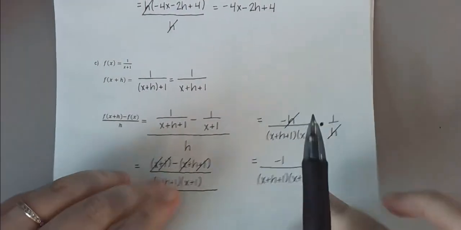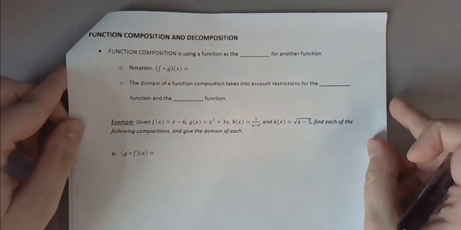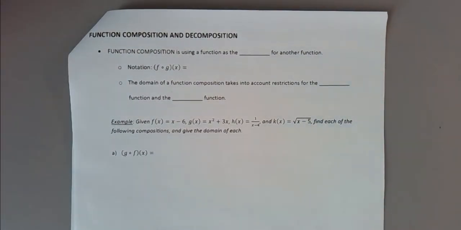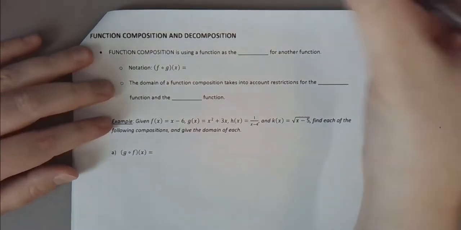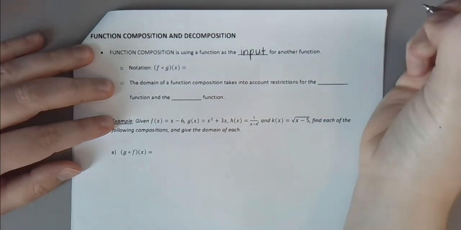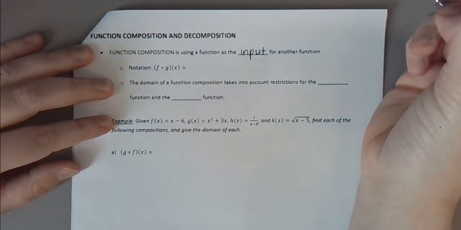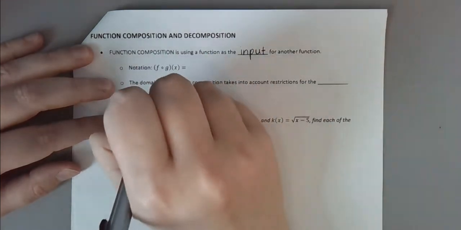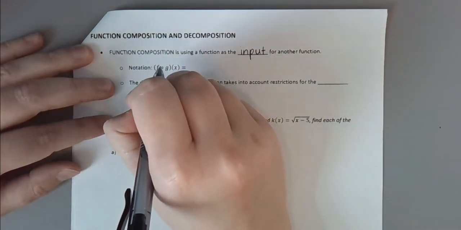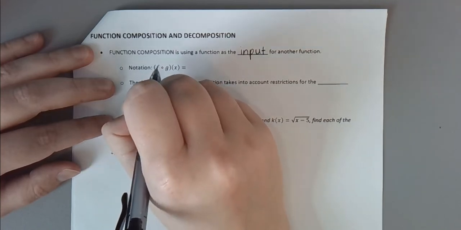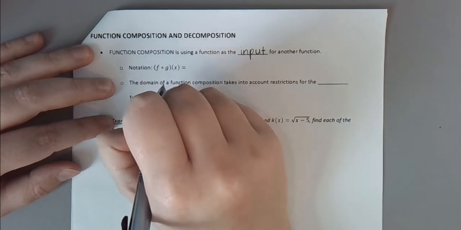Okay, let's switch gears, and let's talk a little bit about function composition and then function decomposition. So what is function composition? Function composition is using a function as the input for another function. So rather than plugging in a variable, plugging in a constant, we're actually plugging in one function into another. So the notation for function composition is this small open circle, looks kind of like a degree symbol. So we could read this as f of g, or f composed with g.